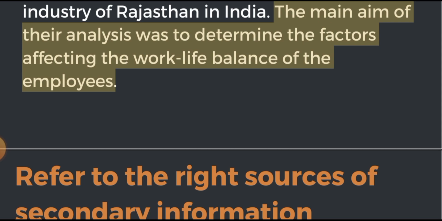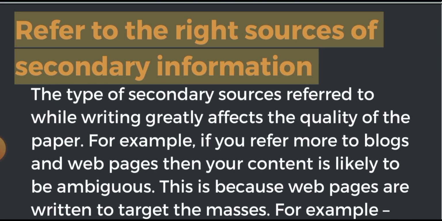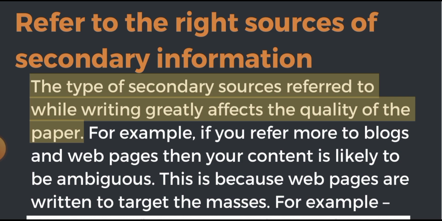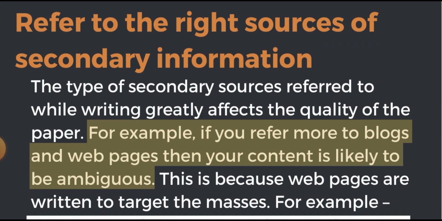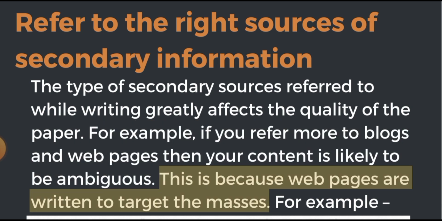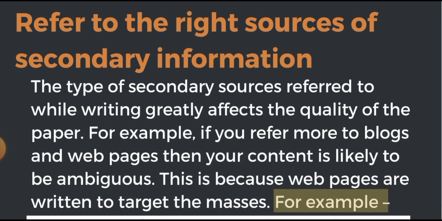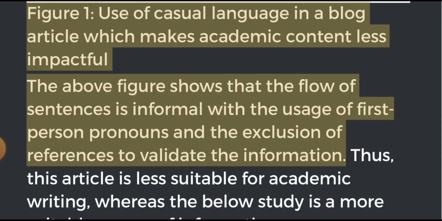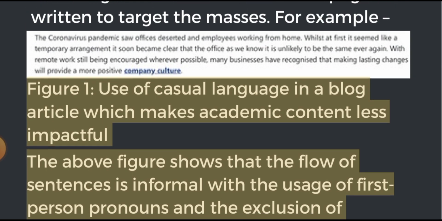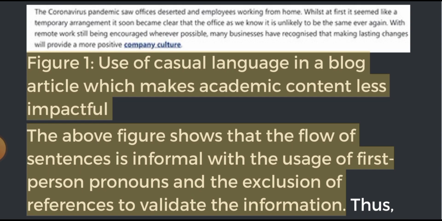Refer to the right sources of secondary information. The type of secondary sources referred to while writing greatly affects the quality of the paper. For example, if you refer more to blogs and web pages, then your content is likely to be ambiguous. This is because web pages are written to target the masses. For example, Figure 1: use of casual language in a blog article, which makes academic content less impactful.